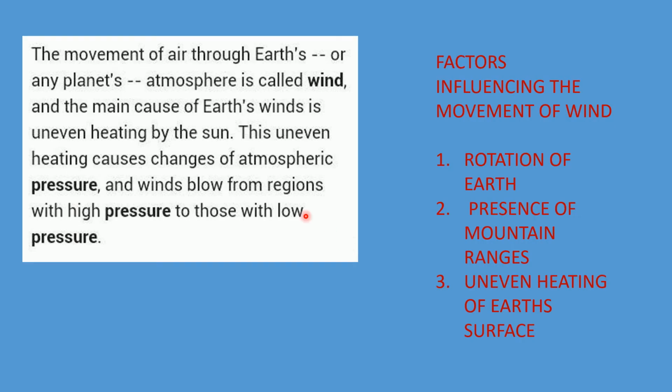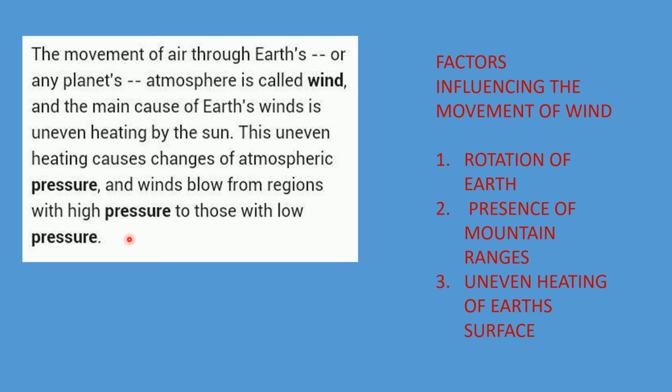So now you see, children, how is this movement of air occurring? It is due to uneven heating by the sun, which causes changes in atmospheric pressure. So wind blows from regions with high pressure to those with low pressure. Now where is this low pressure, children? Where the empty space is created due to warm air rising up. And high pressure is where the air is very cool.